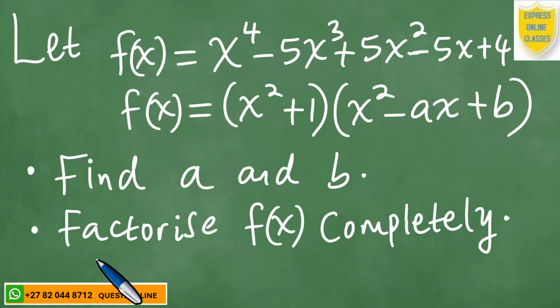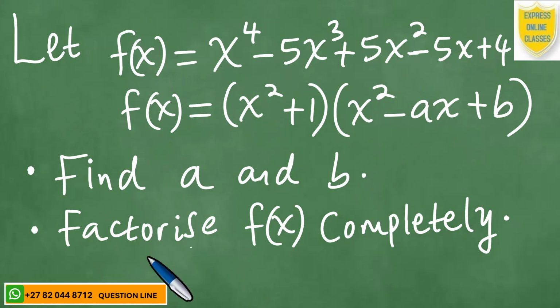In this lesson, we shall focus on mathematics and we shall proceed to solve this particular polynomial question in front of us. Let f(x) be equal to x to the fourth power minus 5x cubed plus 5x squared minus 5x plus 4. f(x) equals (x squared plus 1) times (x squared minus ax plus b). We need to find a and b.